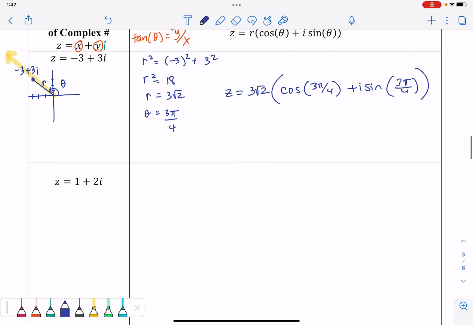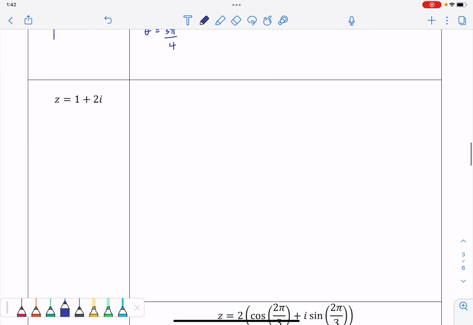All right, let's try the next one. The next row is z equals 1 plus 2i. We're going to do the same thing where we see what that would look like. 1 is the real part, so here's my real axis. Here's my imaginary axis. So over 1, up 2. So 1 plus 2i. But of course we have some length r and the angle theta.